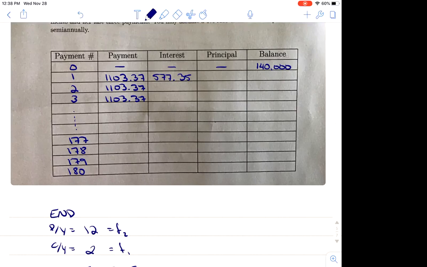So you're paying 1103.37, but 577.35 of that is going towards the interest, which means $526.02 are paying off the principal balance. So now you owe 140,000 minus 526.02. So now you owe 139,473.98.